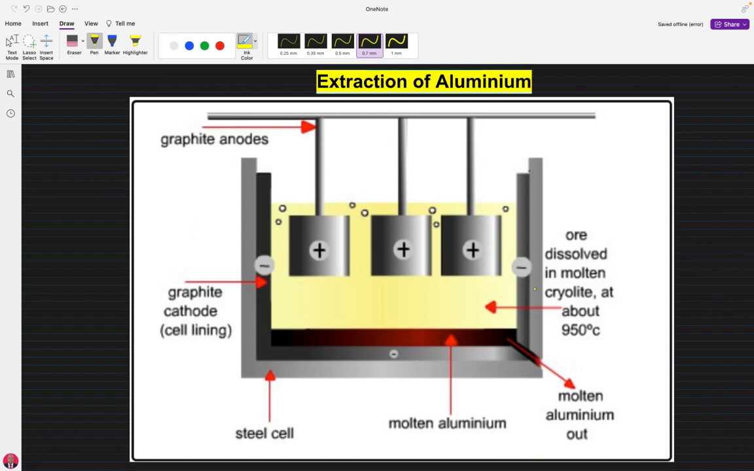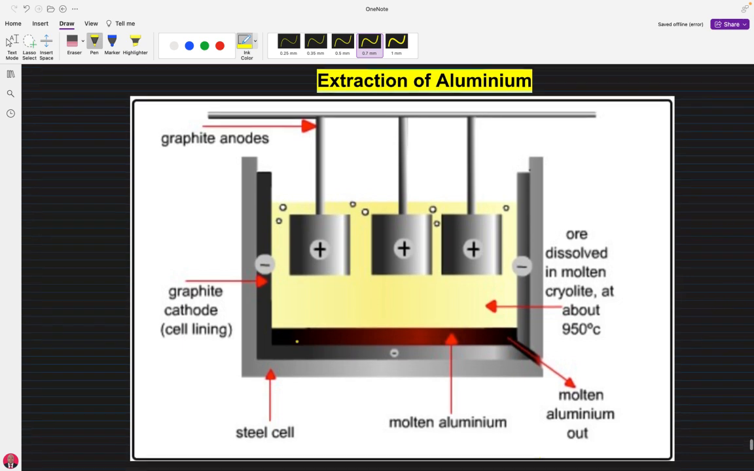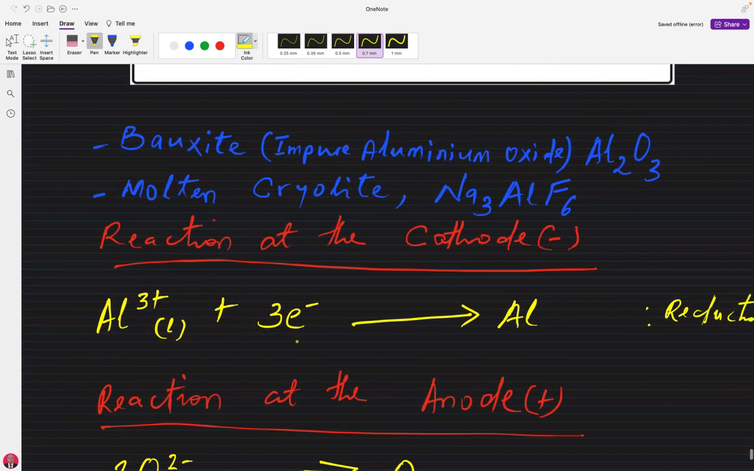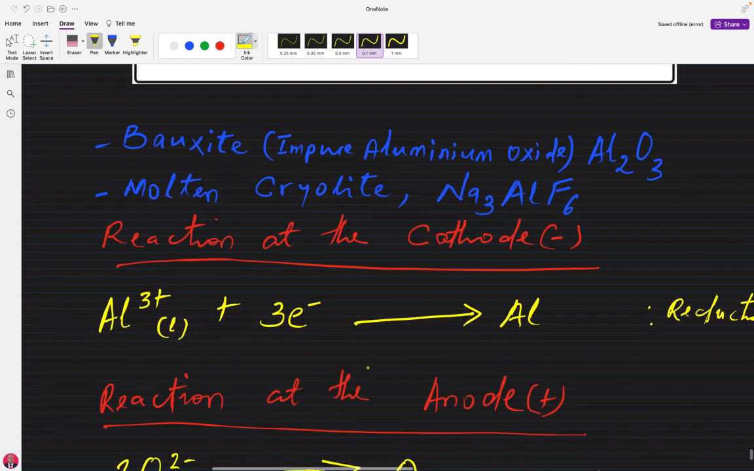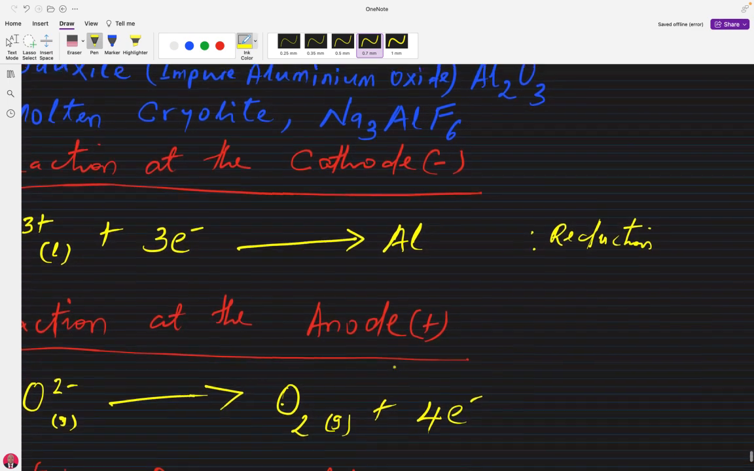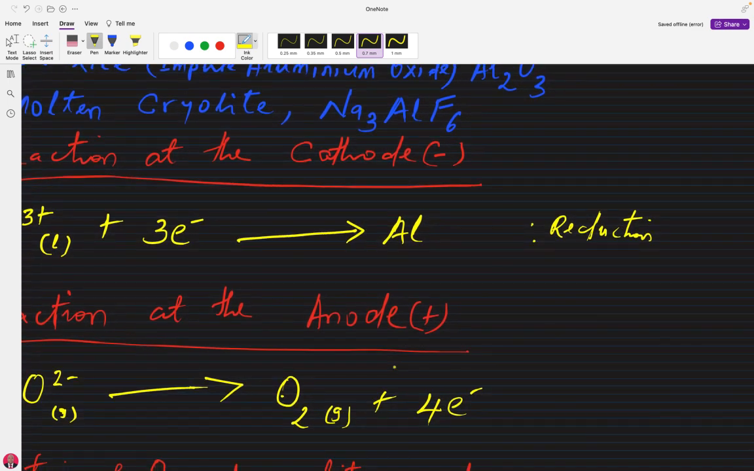This is the steel tank here, the tank containing the electrodes. Then, what is happening at the cathode and what is also happening at the anode, you will see here. You have to write the reaction at the cathode. At the cathode, this is oxidation.